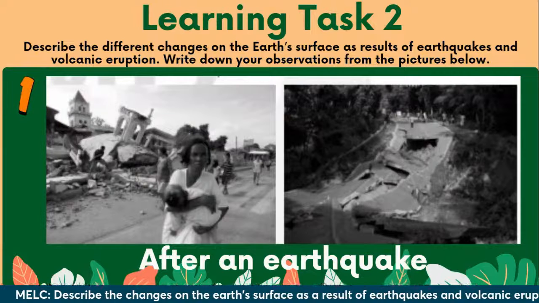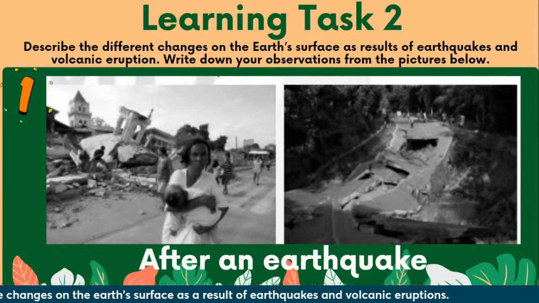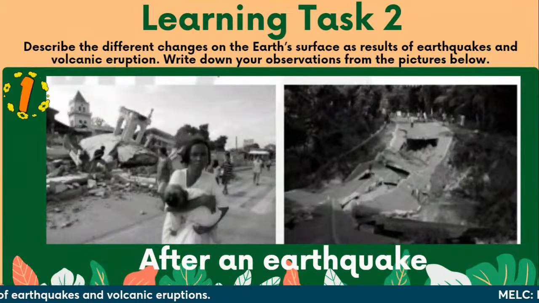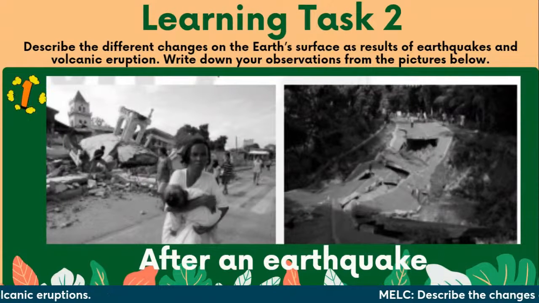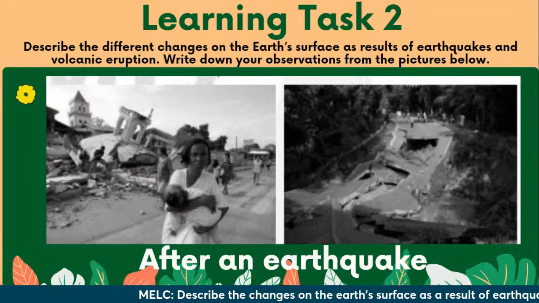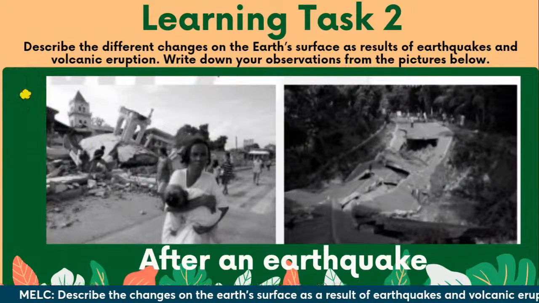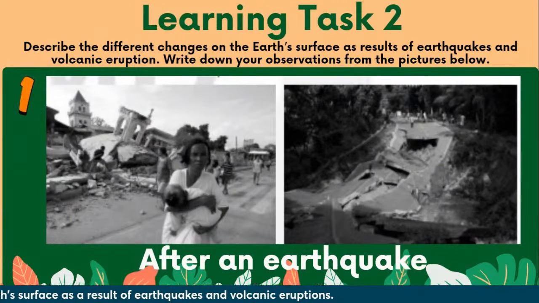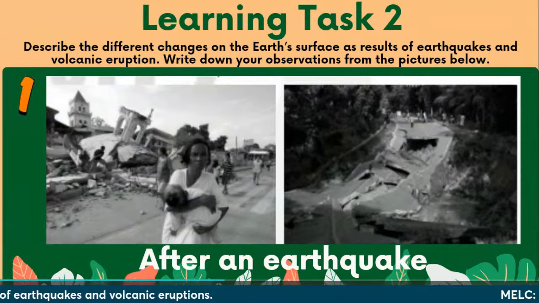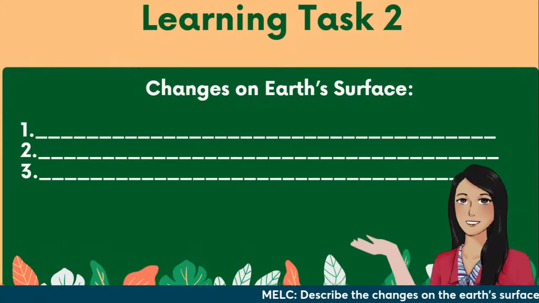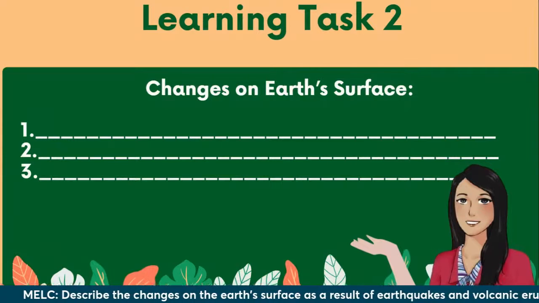As you can see, these two pictures show the effects of an earthquake. What happened to the buildings? What happened to the roads? What happened to the families? Now, write your answer on your activity sheet. What happens after an earthquake? You can give me 3 changes on Earth's surface.